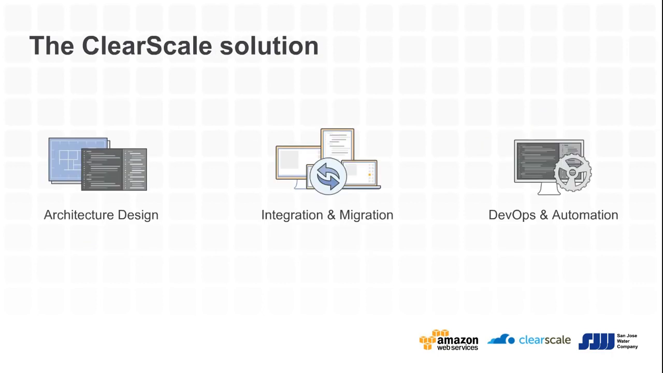Great. Thanks, Jeff. Let me just walk through the ClearScale solution. We leveraged three of our services: architecture, design, integration, migrations, and our DevOps and automation practices. We designed and implemented an AWS native solution, right? It's optimized to deliver maximum return on investment and take advantage of all the key features we always hear about as buzzwords around AWS. And we fully migrated completely to this new technology stack.